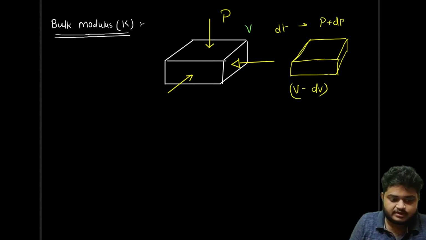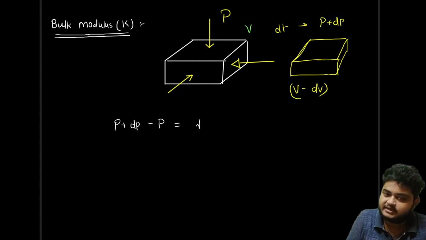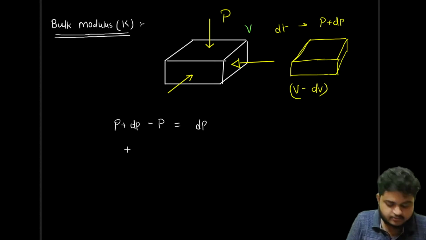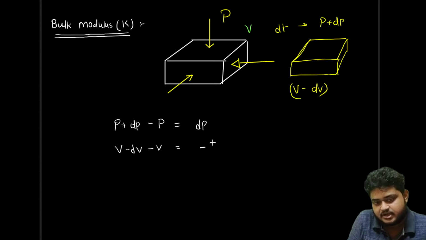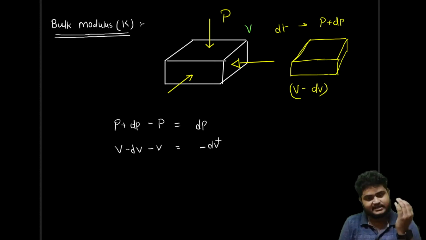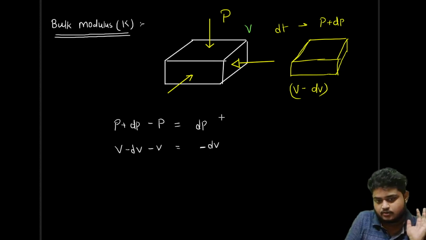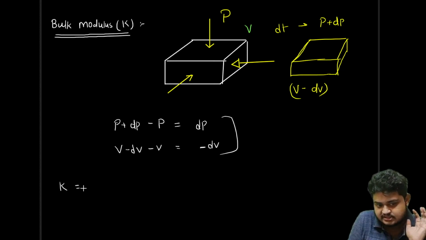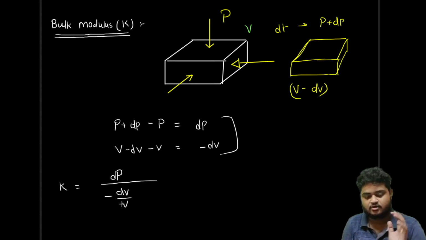If I want to calculate the change in pressure, it will be P plus dP minus P, which is dP. If we want to calculate the change in volume, it will be V minus dV minus V, which comes out as negative dV because the volume is decreasing. So now what is bulk modulus? Bulk modulus is the change of pressure with respect to the rate of change of volume.